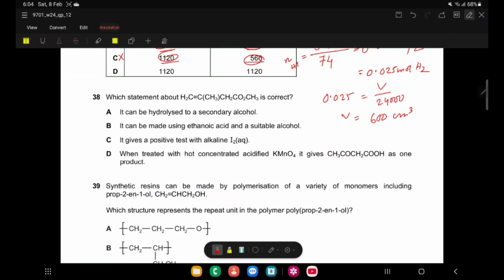Question number 38. Which statement about this is correct?